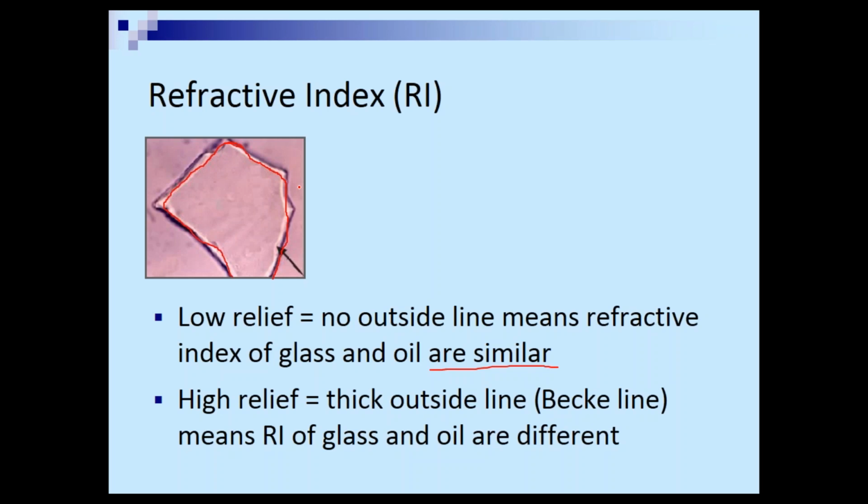So if you put a piece of glass in a refractive index oil of 1.410, and you see a very thick relief line, a high relief, with a thick outside halo and thick black line, then you know the refractive index isn't close to 1.410. I'm going to try 1.610 or something like that.